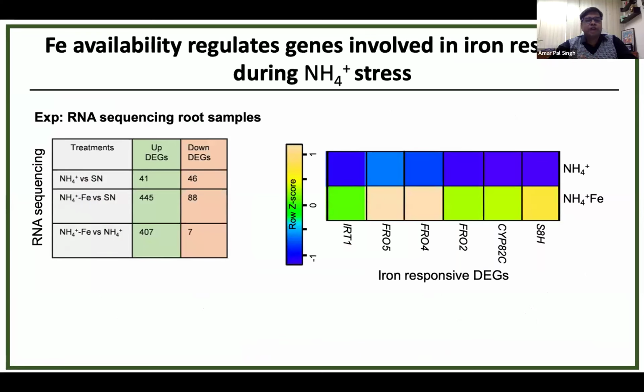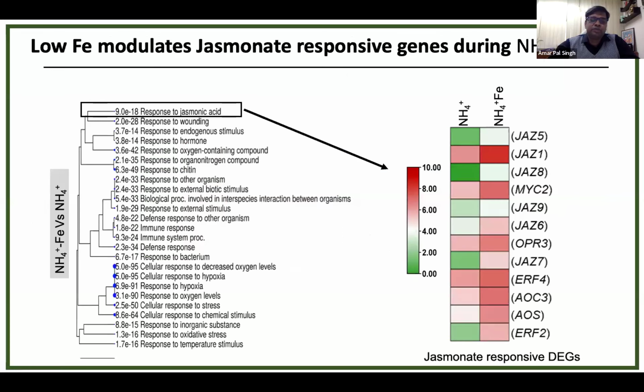We wanted to understand how iron availability regulates the genes involved in iron and iron response during ammonium stress. We performed an RNA-seq experiment and found that several genes are differentially regulated by iron availability under ammonium stress. Some of the key genes involved in iron uptake from the rhizosphere are also altered by ammonium availability. This suggested that, indeed, iron plays an important role during ammonium stress.